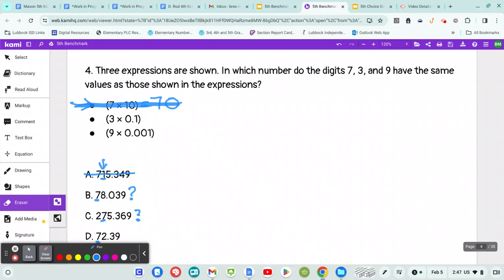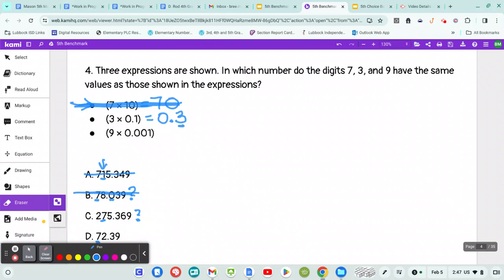Moving on to the next bullet point, it says I have 3 tenths. 3 tenths would be written like this. Okay, so I'm looking for a 3 in the tenths place. I'm skipping A because I already determined it cannot be A. If I look at B, my tenths place is going to be the first digit behind the decimal. In this one, it's a 0. I need it to be a 3. So B can go.